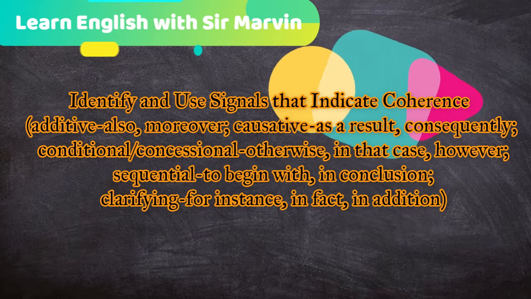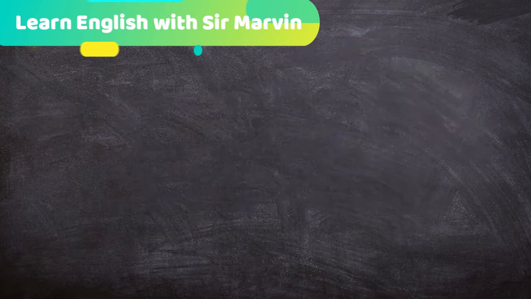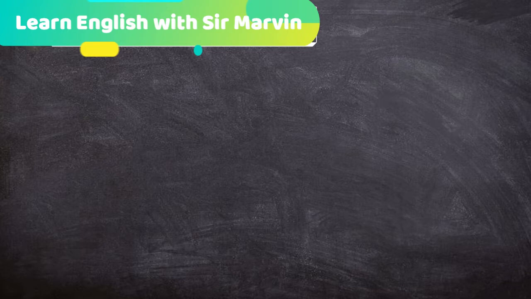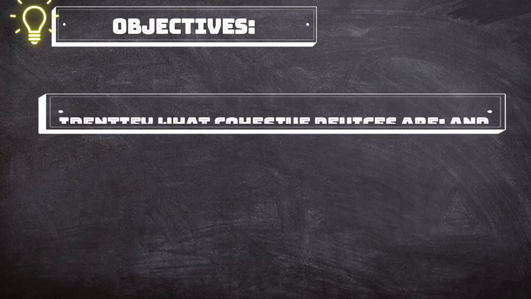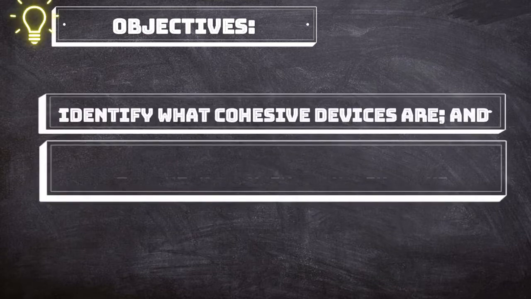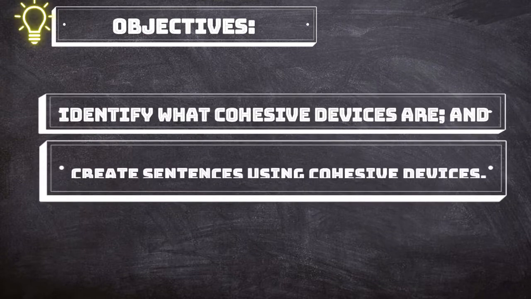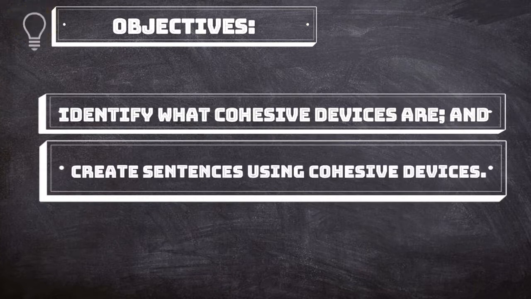So, kailangan makinig maigi para mayroong matutunan. But before we proceed with the discussion, alamin muna natin kung anong objectives ng lesson for today. So, tandaan na itong ibibigay sa inyo ang ating i-accomplish after this lesson. Alright, so before this lesson ends, you will be able to first, identify what cohesive devices are, and the next one is to create sentences using cohesive devices.